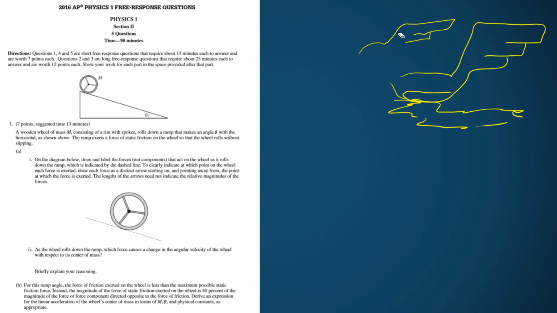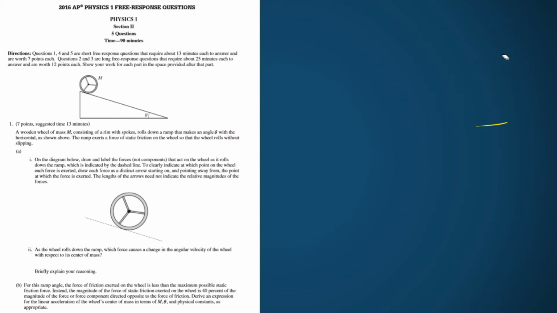Okay, so let's go ahead and get started. So we've got this wooden wheel of mass m, which has a rim with spokes, rolling down a ramp with an angle of theta, as shown below. The ramp exerts a force of static friction on the wheel, so the wheel rolls without slipping. We need to draw and label the forces that are acting on the wheel as it rolls down the ramp, which is the dashed line here.